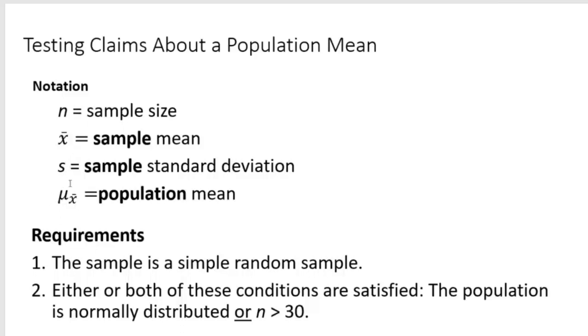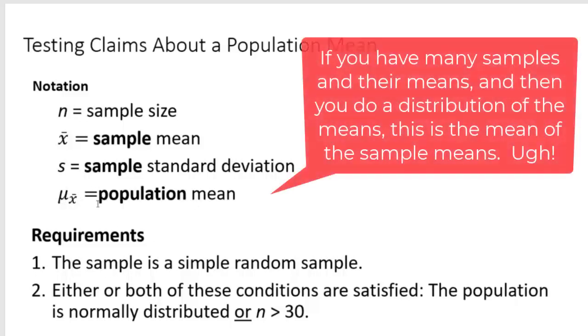And if you see this mu with the little sub X bar, really most of the time we just deal with mu, and mu is the population mean. The sub X bar is the mean of the sample distribution. It's really more than you have to deal with right now. So just associate mu with the population mean.